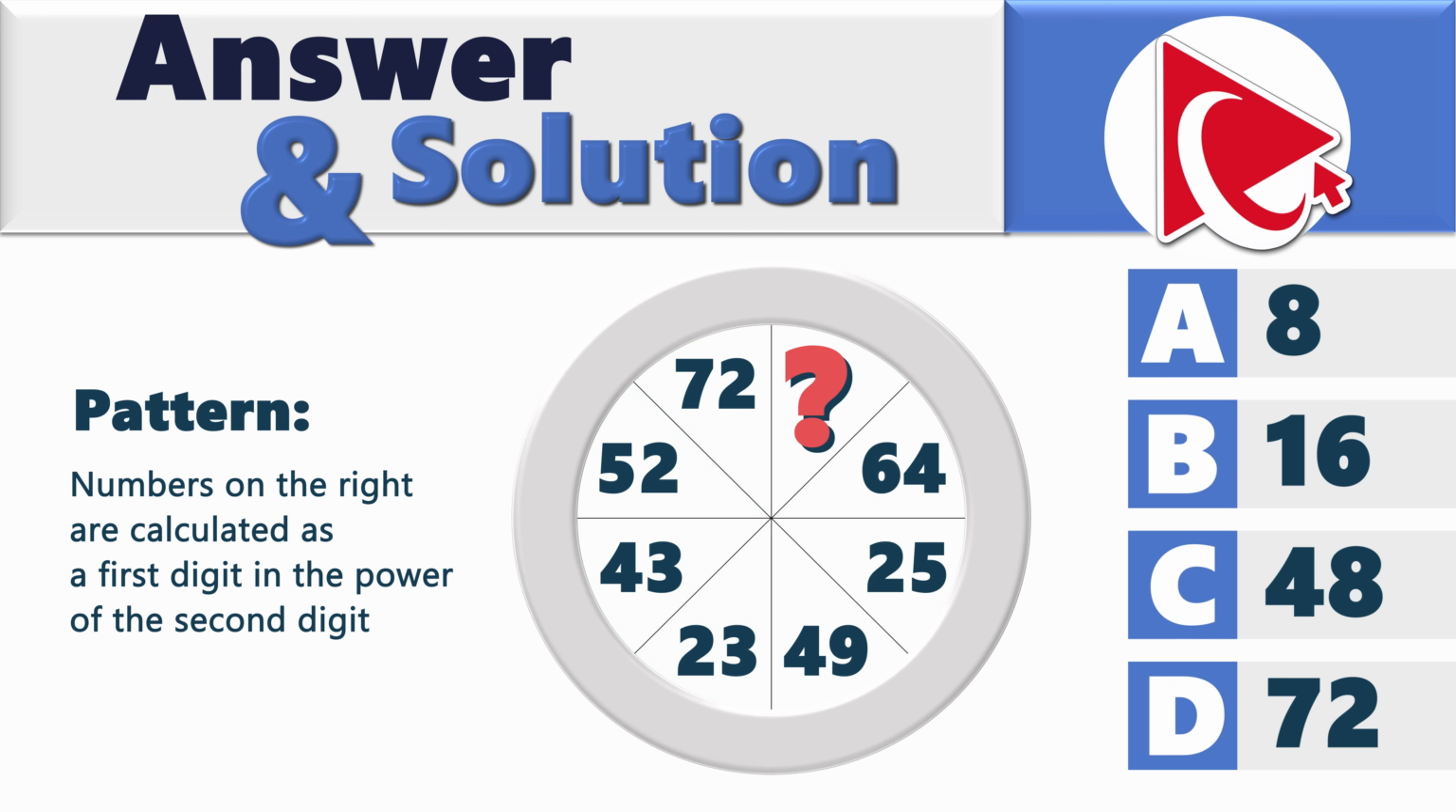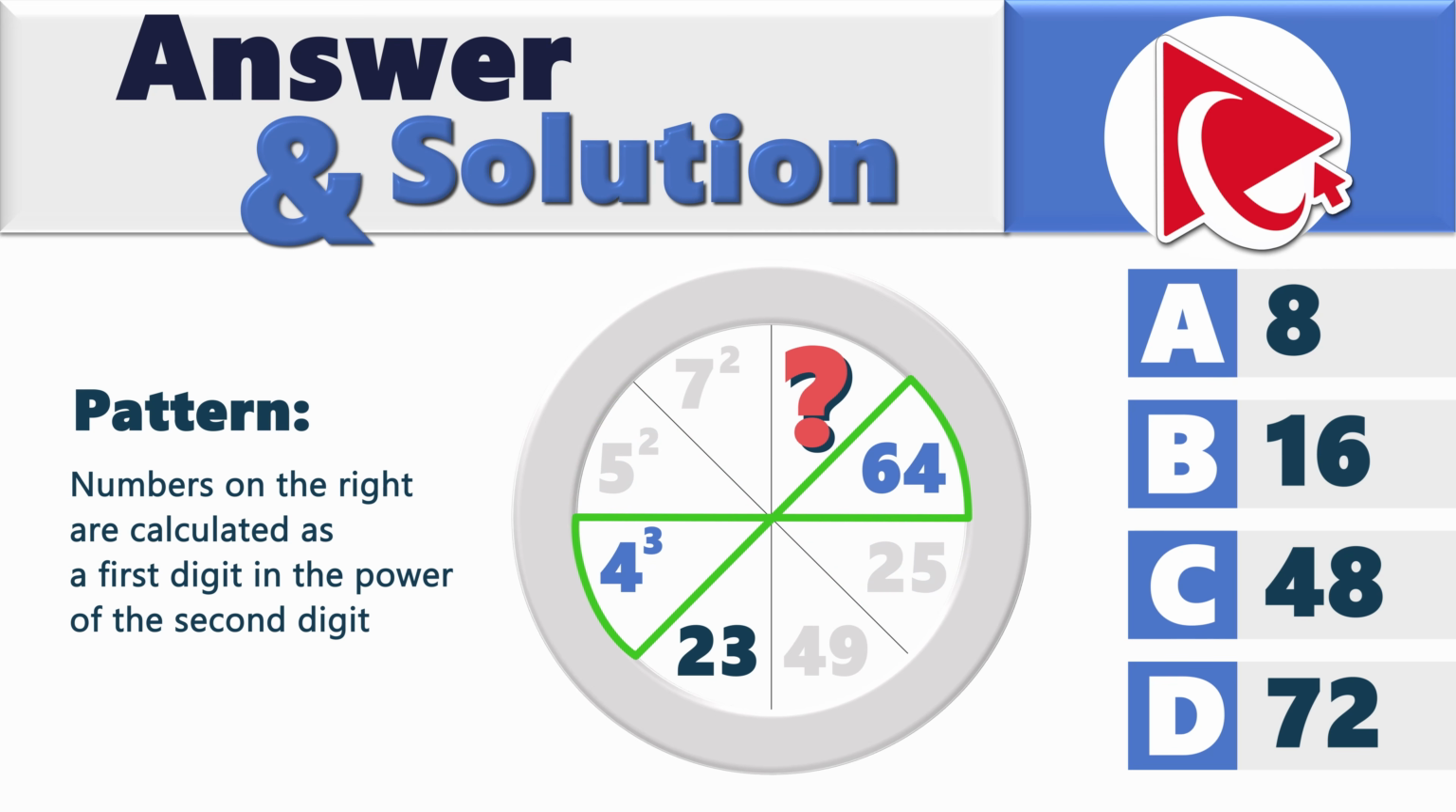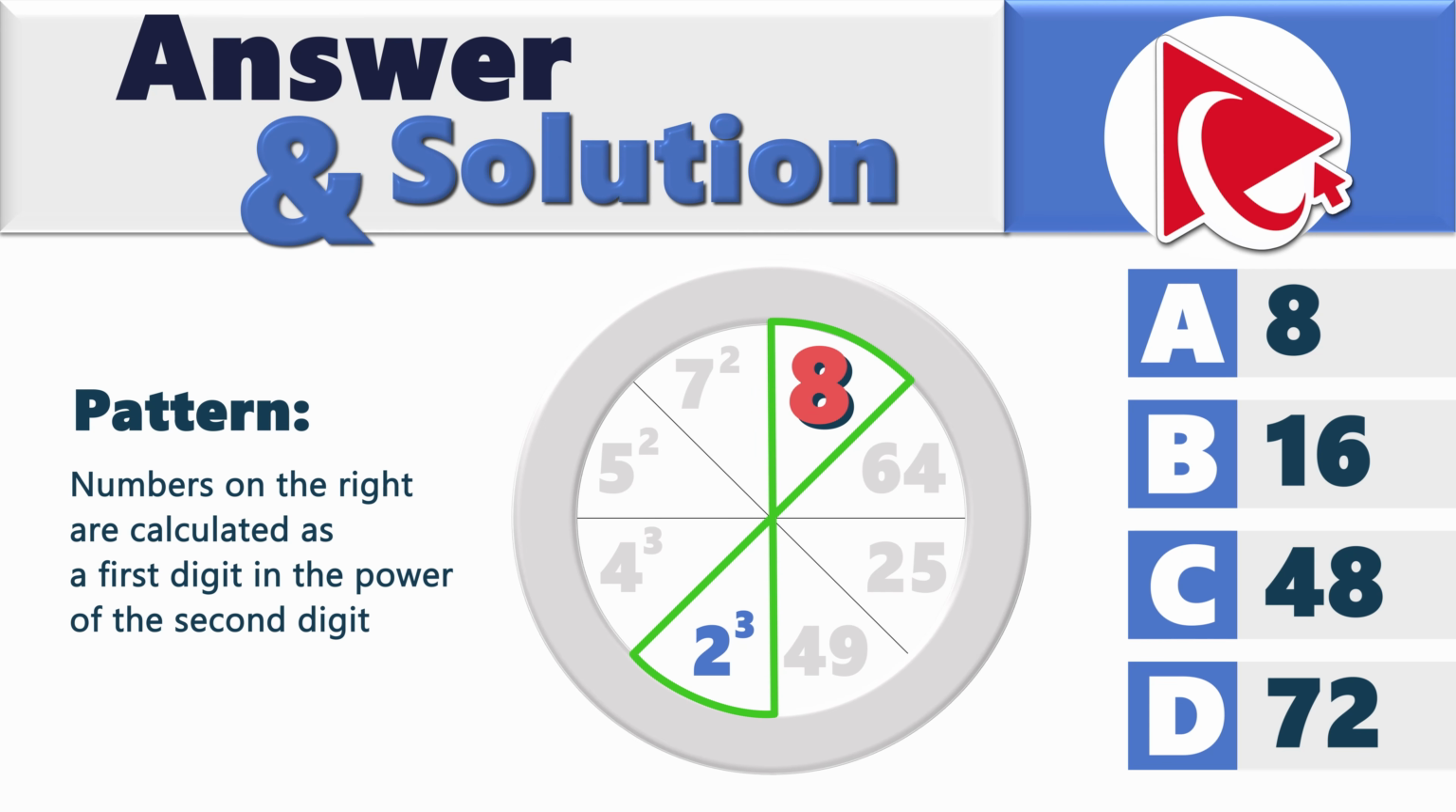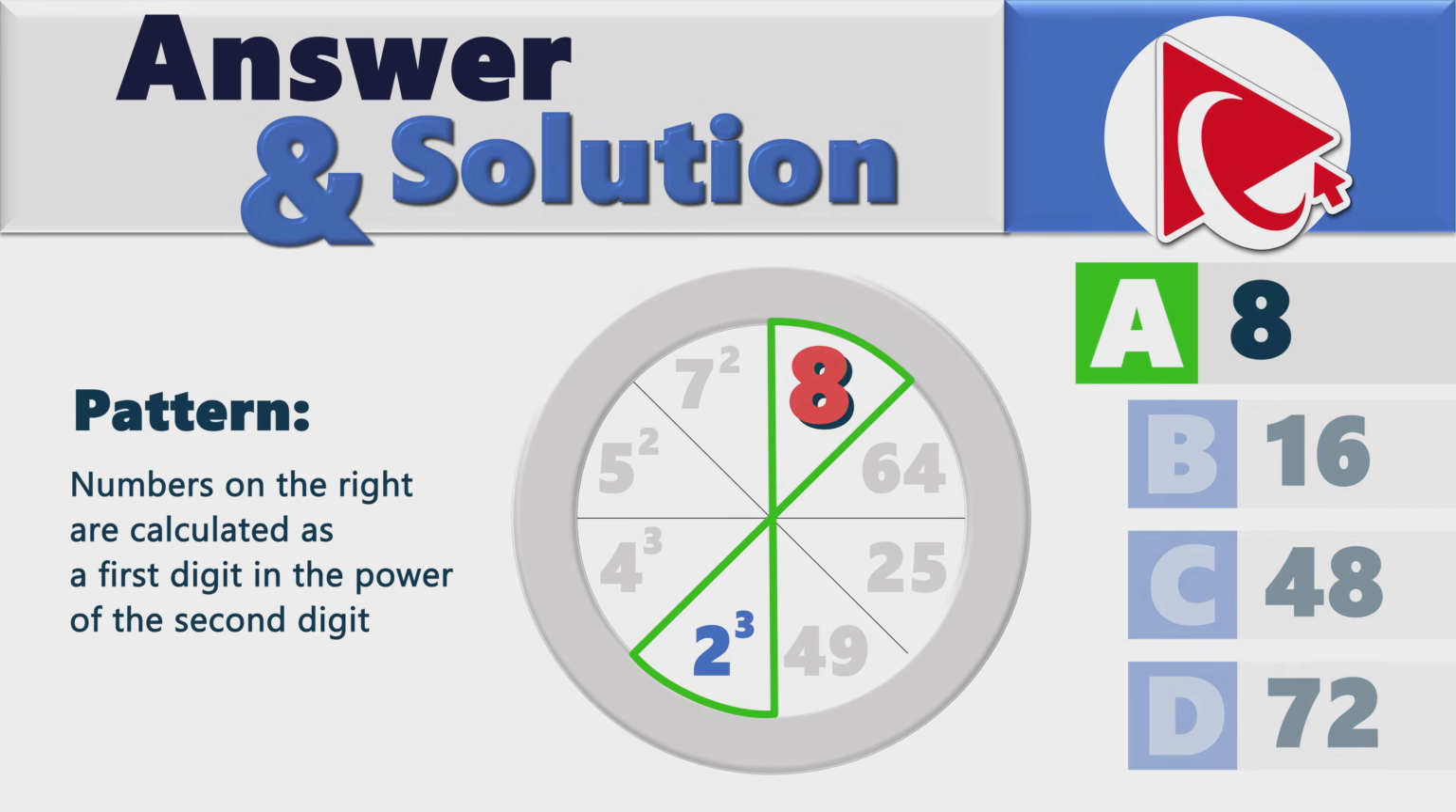Let's look at the example. The number on the left is 72. Number in the opposite section right across is 49. 7 in the power of 2 is 49. This is how 49 was calculated. Let's look at the other numbers. 5 in the power of 2 is 25. 4 in the power of 3 is 64. Then to calculate the missing number, we need to take 2 in the power of 3, which would be equal to 8. So the correct answer here is choice A, 8.